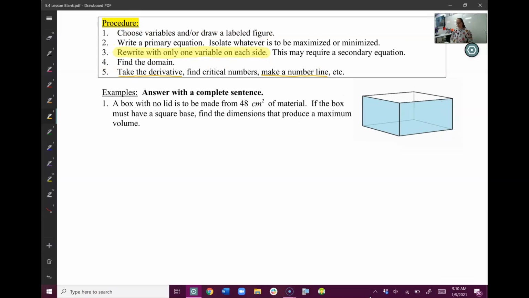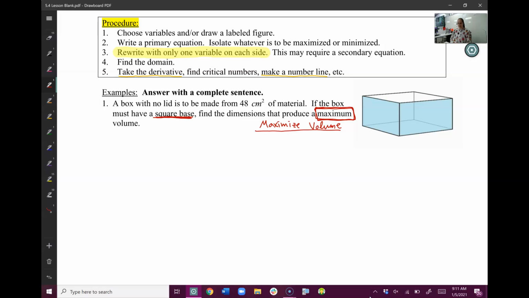A box with no lid is made from 48 centimeters squared of material. If the box must have a square base, find the dimensions that produce a maximum volume. So the whole point of this problem is we are trying to maximize volume. That's what we're trying to do.